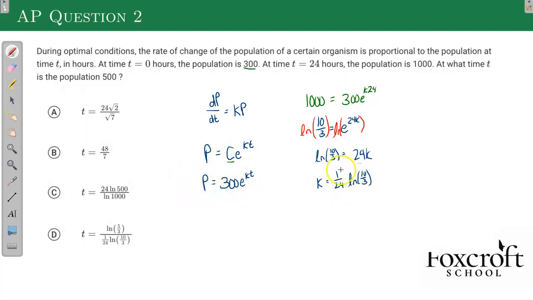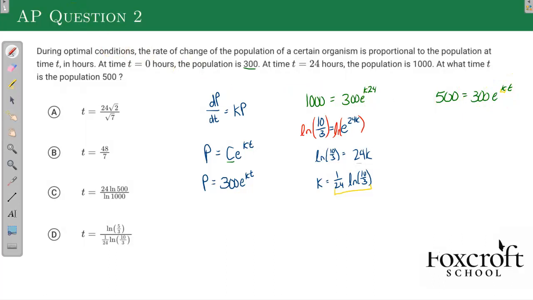We know now exactly what k is, and now we can finally answer the question: at what time t is the population 500? So now we want to know when the population is 500, 500 equals 300 e to the kt. So now we want to solve for t. We know what k is, but I'm just not going to write this big complicated thing. We'll put that in the final answer, but you could put the thing there. I'm just going to leave it there.